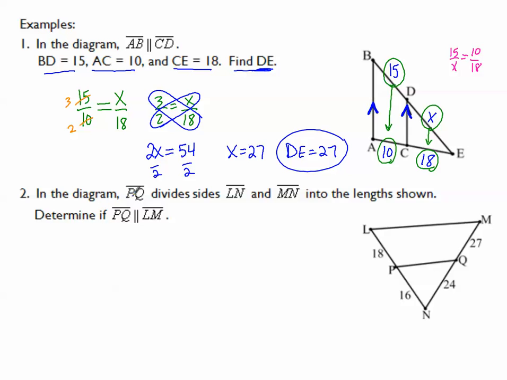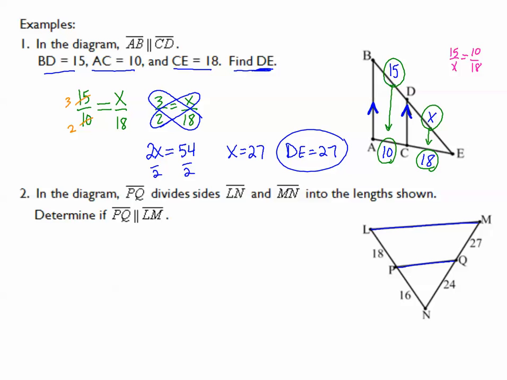In this diagram, segment PQ divides sides LN and MN into the lengths shown. Determine if PQ is parallel to LM. We don't know that PQ is parallel to LM. That was not given. We're trying to figure out if they are parallel. That's the converse of that proportionality theorem. Let's see if the sides are divided proportionally.